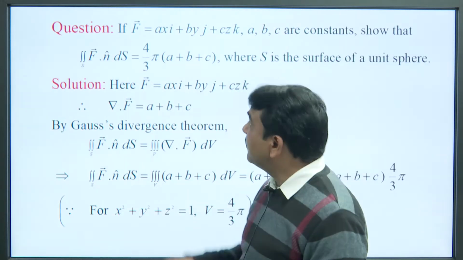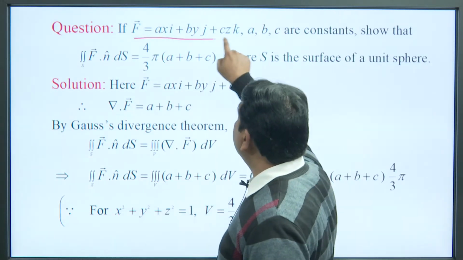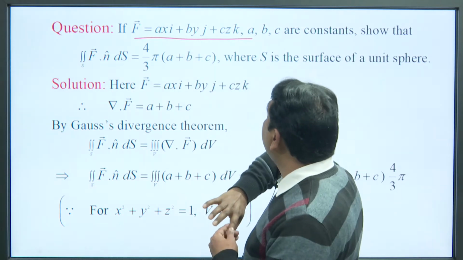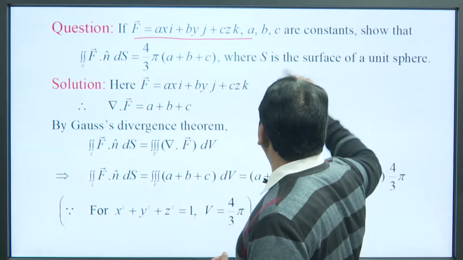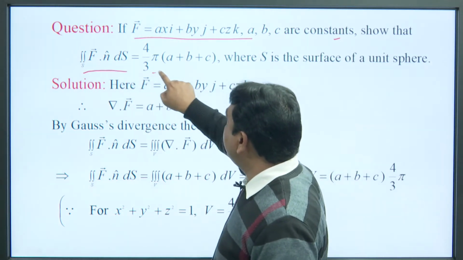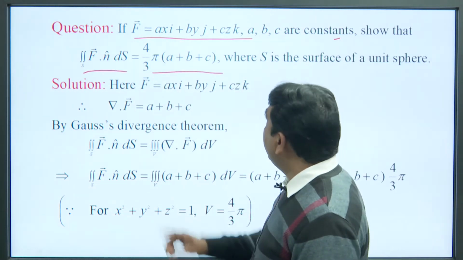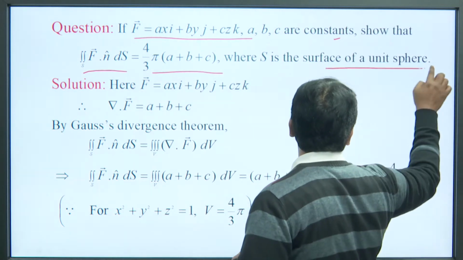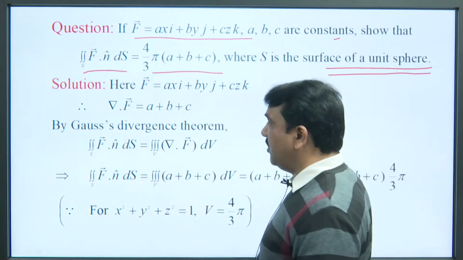Now, consider f equal to this function, a vector point function f, where a, b, c are constants. Then the value of the surface integral is 4 by 3 pi (a plus b plus c), where S is the surface of the unity sphere.